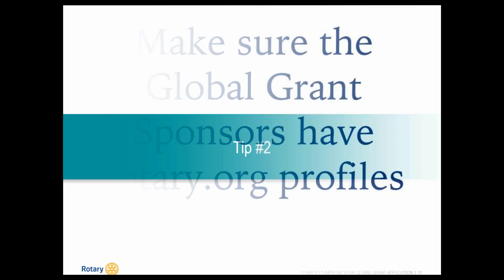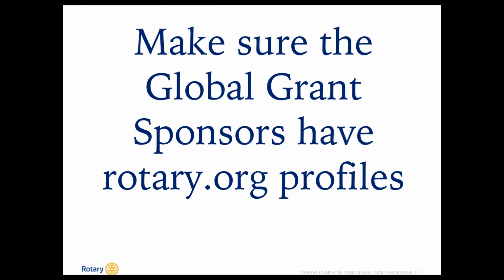Tip number 2. Make sure the global grant sponsors have Rotary.org profiles. To fill out the online global grant application, you first have to log into the Rotary International website. As part of the online application, you will be adding individuals' names as either contacts or committee personnel. Those individuals' names will be easy to add if they are already part of the Rotary International online family. Consequently, you should make sure that any members you want to add to the application are already in the system.